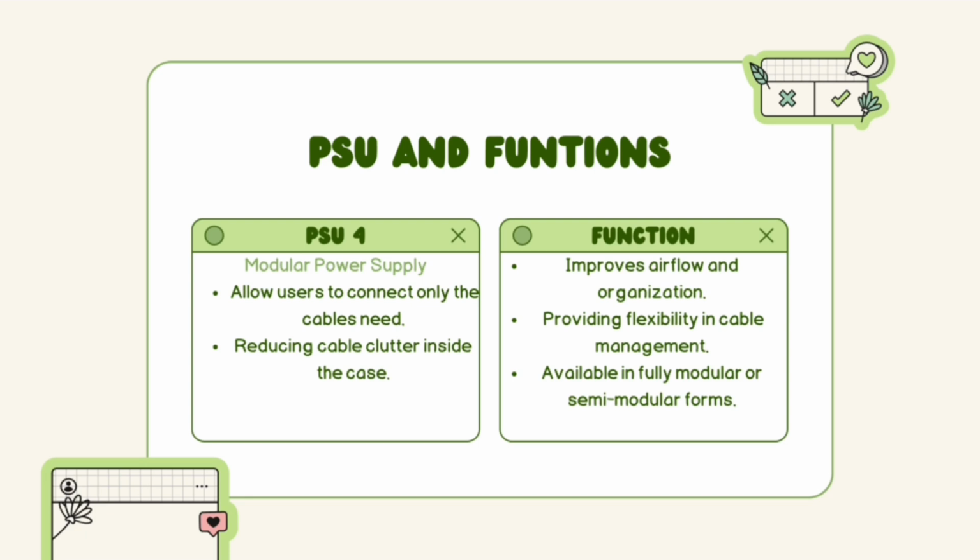Modular power supplies allow users to connect only the cables they need, reducing cable clutter inside the case. Their function is to improve airflow and organization by providing flexibility in cable management. It is also available in fully modular, which means all cables are detachable, or semi-modular, which means some cables are fixed and others are detachable. That's all from me for the differences of four types of PSU in common use and their functions.